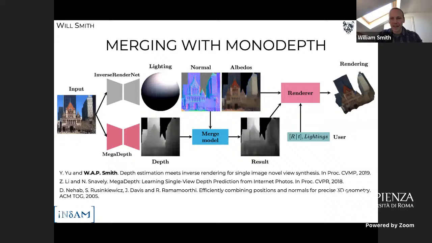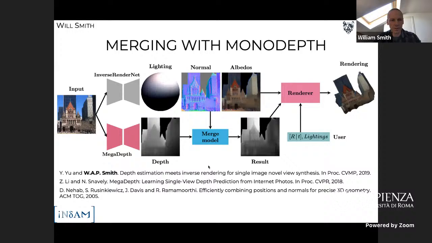Last thing on the scene level inverse rendering is that we've started to look at how this relates to depth estimation. So there's a lot of work on monocular depth estimation. And while the results of those methods are quite impressive, they're particularly good at capturing ordinal relationships, so working out what's in front of what. Actually, the depth maps predicted by those methods are quite limited in terms of the detail they capture. And this is really because of the challenge of how you supervise these methods.